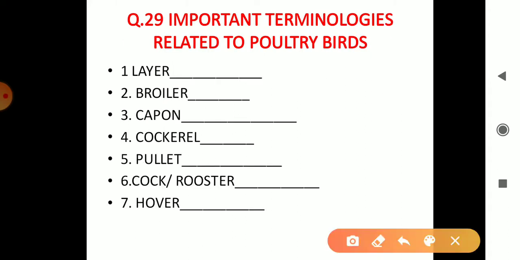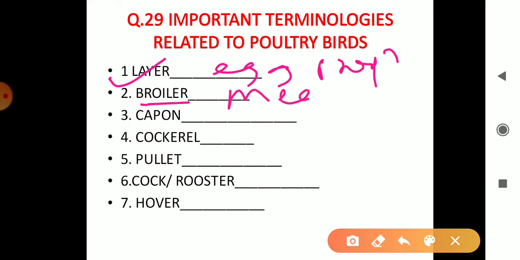Coming to the third question, important terminologies related to poultry birds. Sometimes the examiner asks what you mean by layer, broiler, capon, cockerel, pullet, cock or rooster, and hover. So just write the definitions. A layer is a poultry bird raised for egg production.